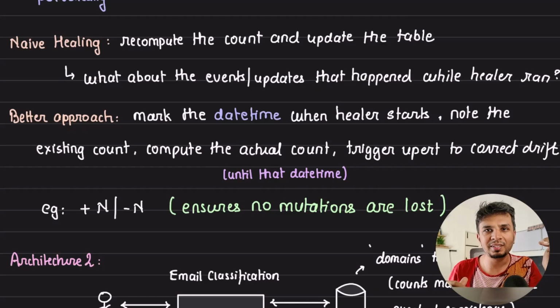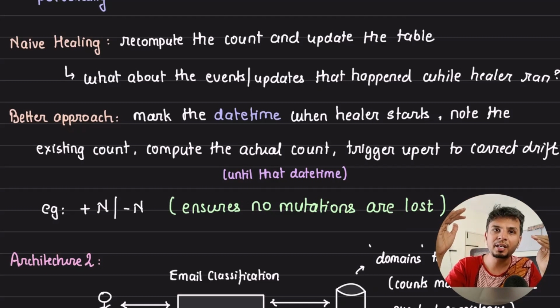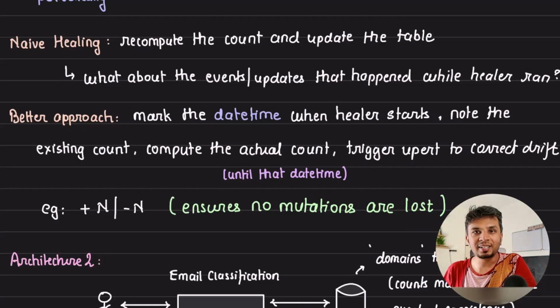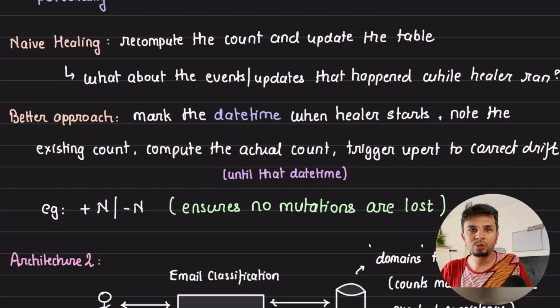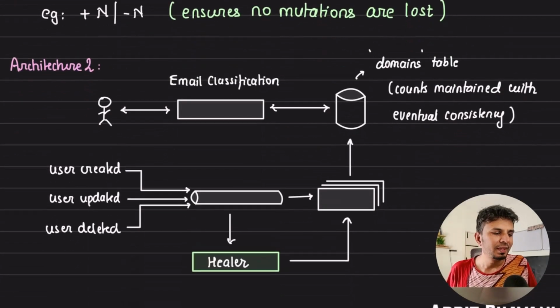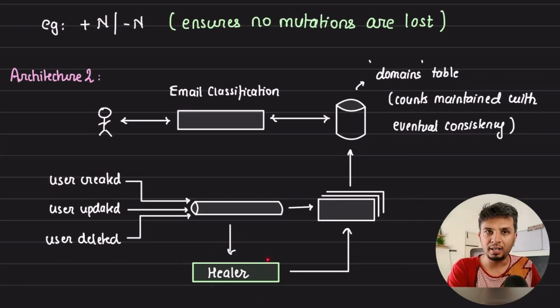Now what happens with this is the new events are anyway being upserted. The existing one, the drift that you computed, will also be applied. So with this approach, you are ensuring that you are not replacing something. You are always upserting. This way, you do not lose any events, or any updates that you have made on the database. So now the architecture of this looks something like this. Everything else remains the same, and you just plug in a healer whose job is exactly what I just described.